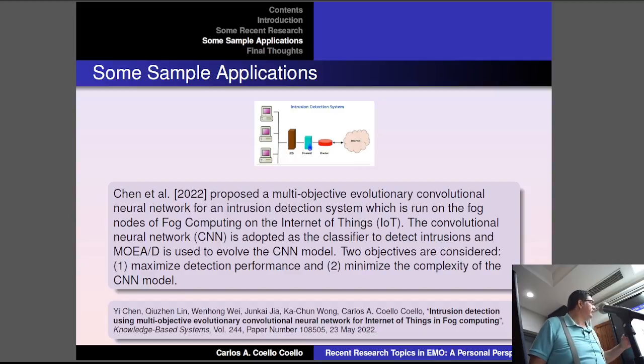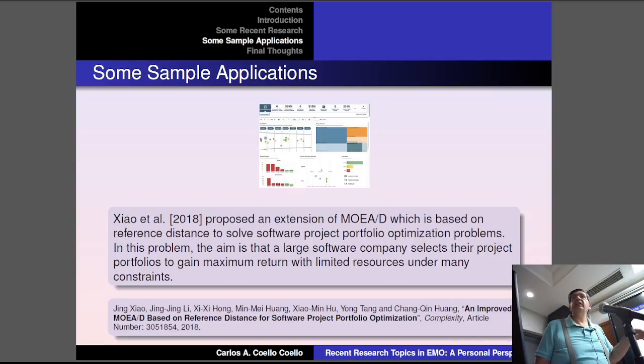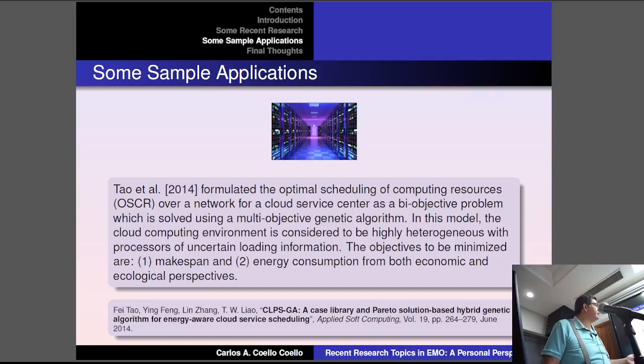Another application from Tao, they formulated the optimal scheduling of computing resources over a network for a cloud service center. They formulated this as a problem having two objectives, and they solved the problem with a multi-objective genetic algorithm. The objectives are traditional for scheduling, minimize makespan, and energy consumption, which is now very fashionable because there are big concerns about the environment. So energy consumption is a big issue.